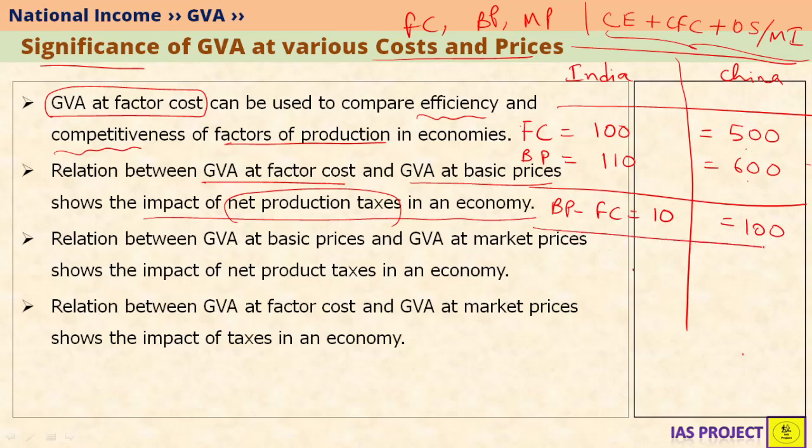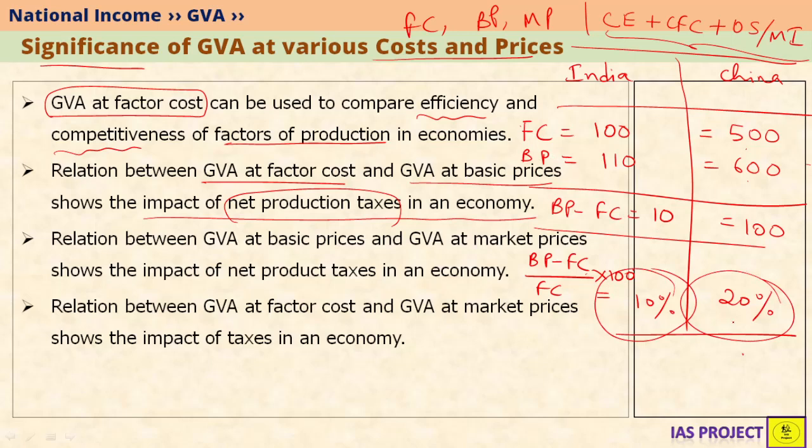So if we look at percentage terms, the net production taxes in the case of India will be given by this formula: (BP minus FC) by FC into 100. So this will give us 10%. In the case of China, it will be 20%. So this shows that if you compare factor cost and basic prices GVA, India's net production taxes are at 10% and China's net production taxes are at 20%. So net production taxes in India are cheaper. So India is competitive in terms of net production taxes.